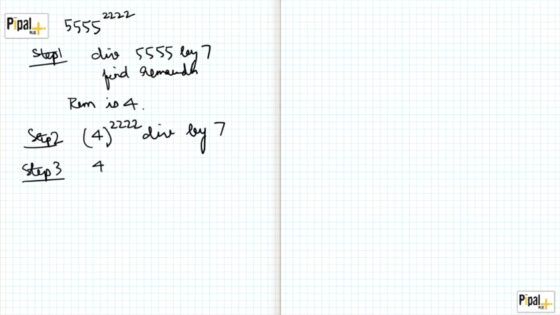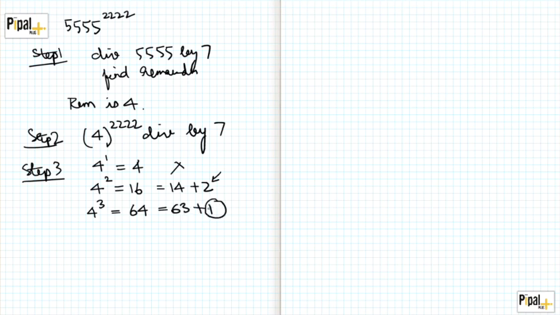So 4 to the power 1 is 4, but it is 4 units away, doesn't help. 4 squared is 16, which is 14 plus 2, it is still 2 units away. Let's see if we can find something better. 4 cube is 64, right? Now we get something. So this is 63 plus 1 and it gives me a remainder 1. So this works perfect. So what we are going to try and do now is convert 4 to the power 2222 into 4 cube multiplied by something, right? So as many 4 cubes as possible we will try and separate out.